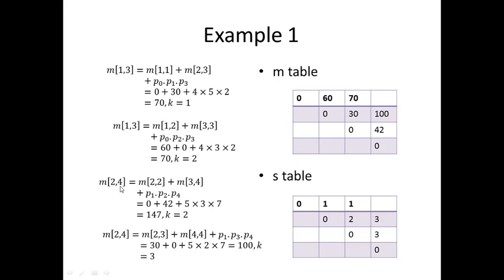Similarly for M24, the splitting can have two choices, 4 minus 2, two choices. And which are the k values? k equal to 2 and k equal to 3. The numbers of multiplications are 147 and 100. 100 is the least, you will put it here, and the splitting value is actually 3. That means you will multiply A2, A3 together, then A4.